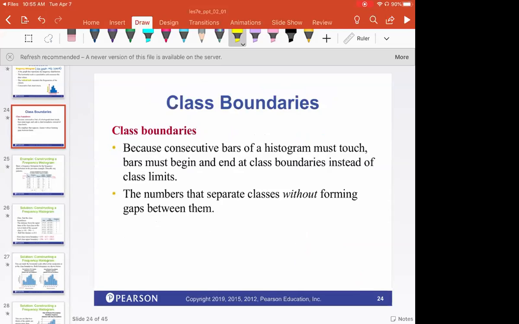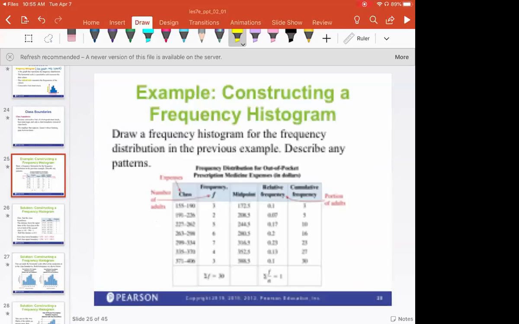Let's move forward, class boundaries. Because the consecutive bars of a histogram must touch, bars must begin and end at the class boundaries instead of class limits. The numbers that separate classes without forming gaps between them.